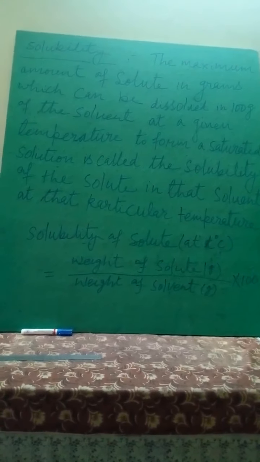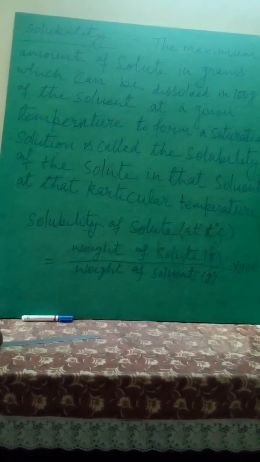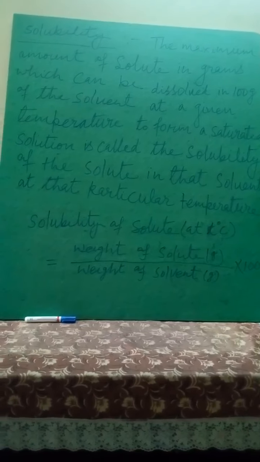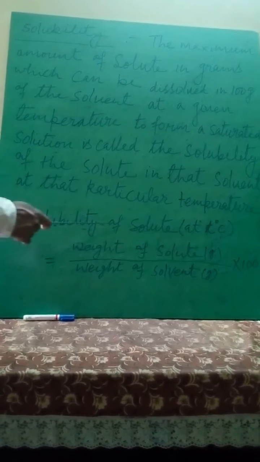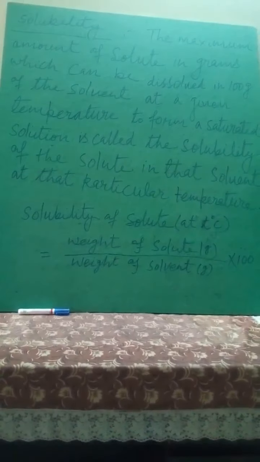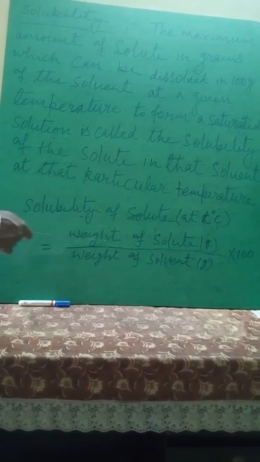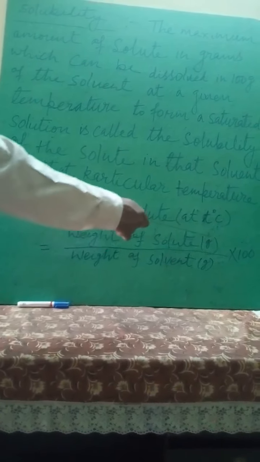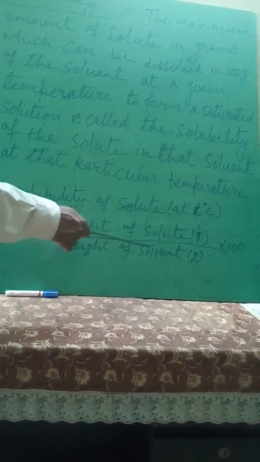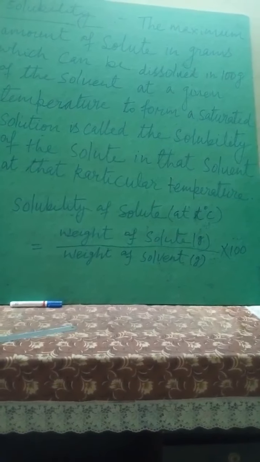Now, you can find the solubility of a solute by using this formula. Solubility of solute at T degree centigrade, any temperature T, is equal to weight of solute in gram by weight of solvent in gram into 100.